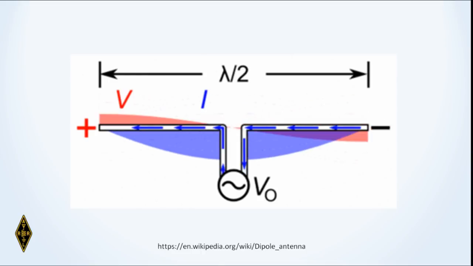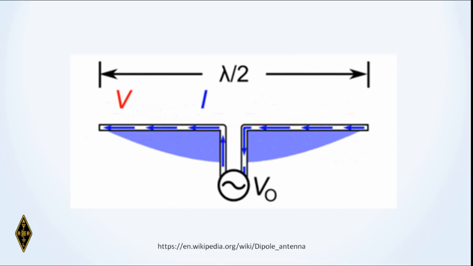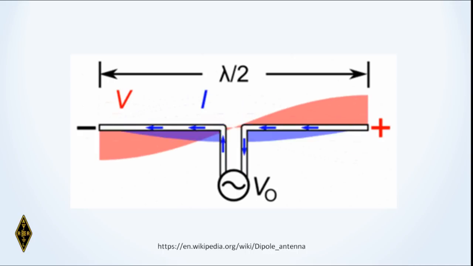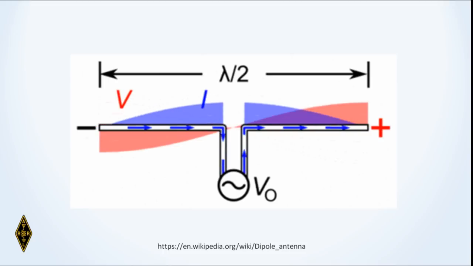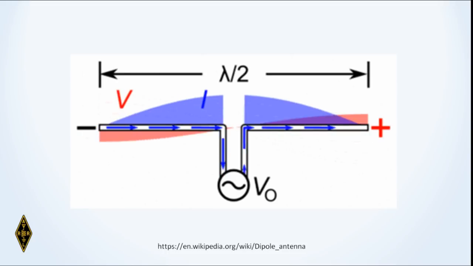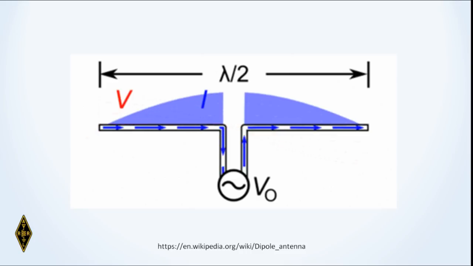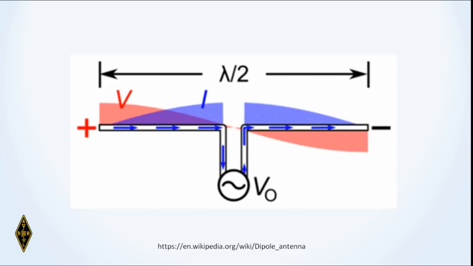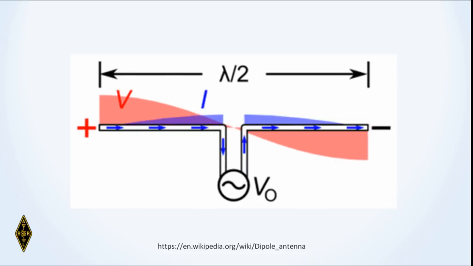Look at the blue, that's the current on the antenna. There's very low current flowing at the ends of the antenna because the current's got no place to go. But at the center of the antenna, with one side of the antenna pushing against the other, kind of like a teeter-totter, the current at the center is the highest. Another way to look at that is the low impedance point or high current point of the antenna is at the center, and the high impedance or low current point is at the ends.